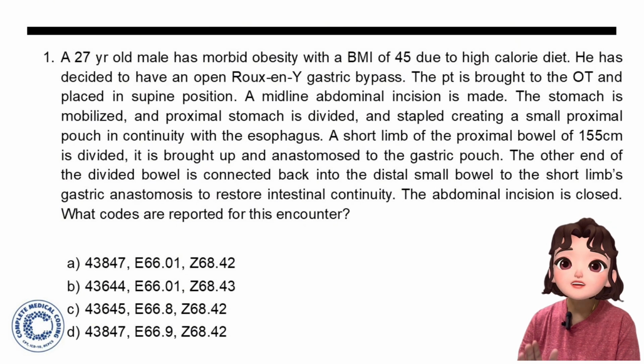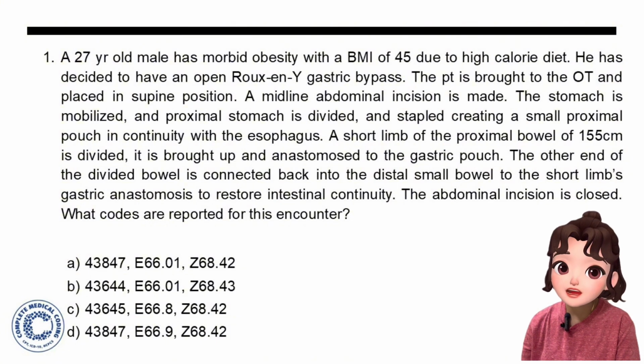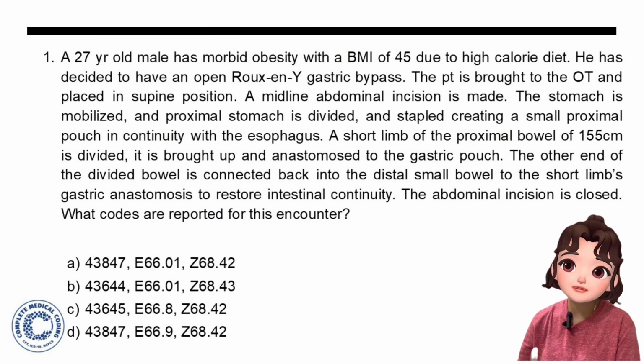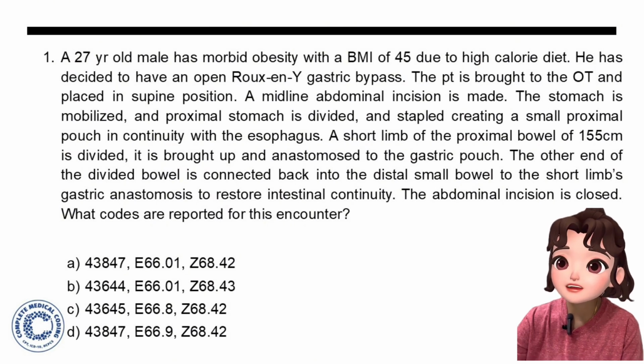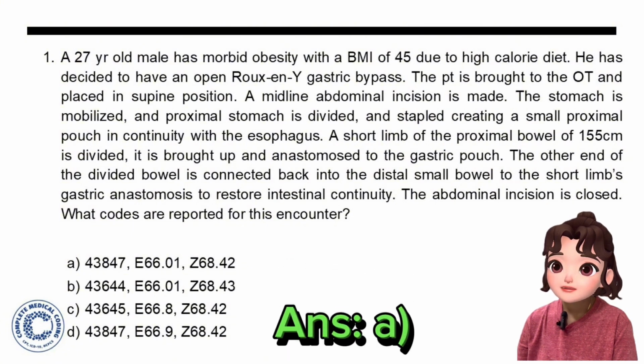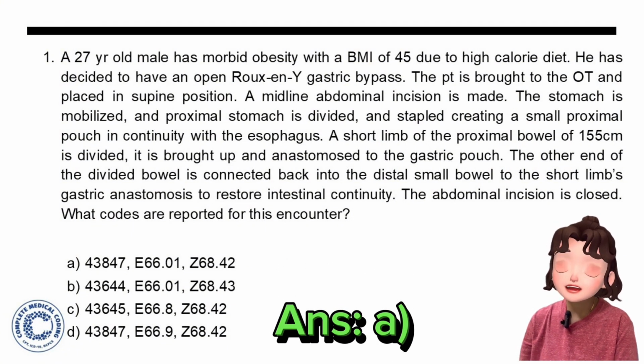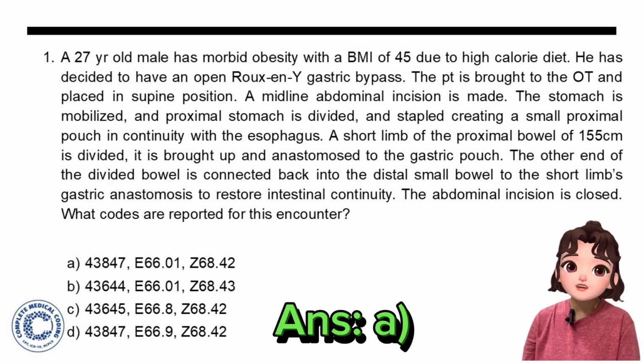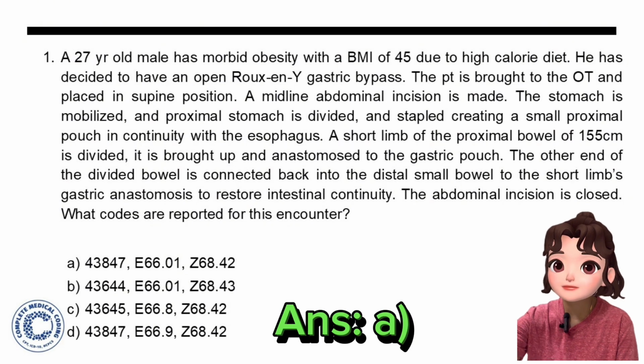Never ever code BMI which is less than 45 unless there is any special condition or something like that. But still, don't code this Z code for less than 45 BMI. From 45, you have to code it. So, mark Z68.42. So, here we got the correct answer as option A: 43847, E66.01 and Z68.42. Okay, option A is the correct answer.